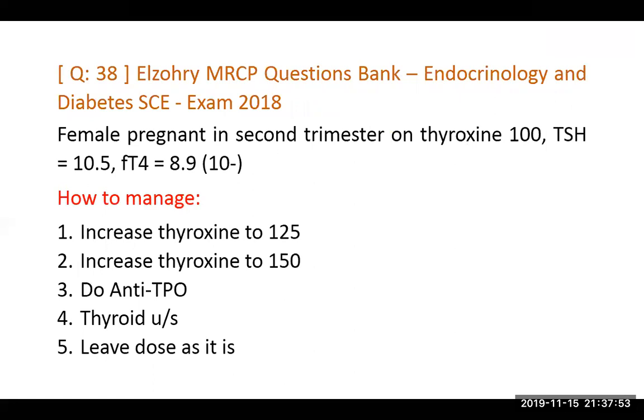This is just a question about hypothyroidism. This is a pregnant female in the second trimester on thyroxine 100 microgram. TSH is elevated. The free T4 is lower than normal. How to manage? Increase thyroxine to 150.